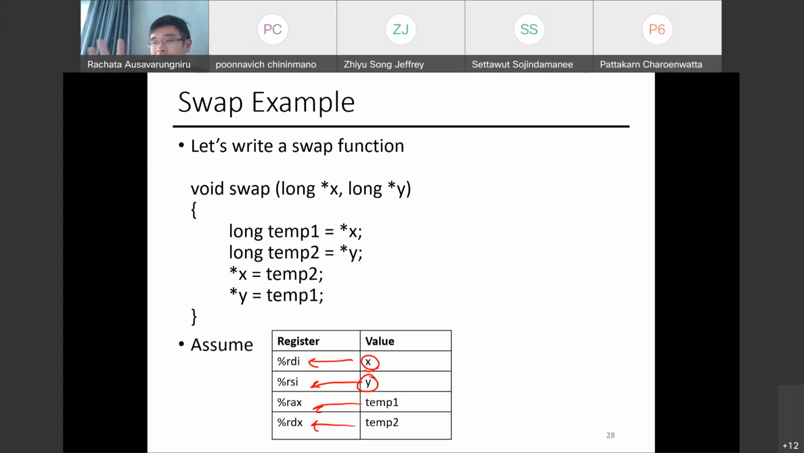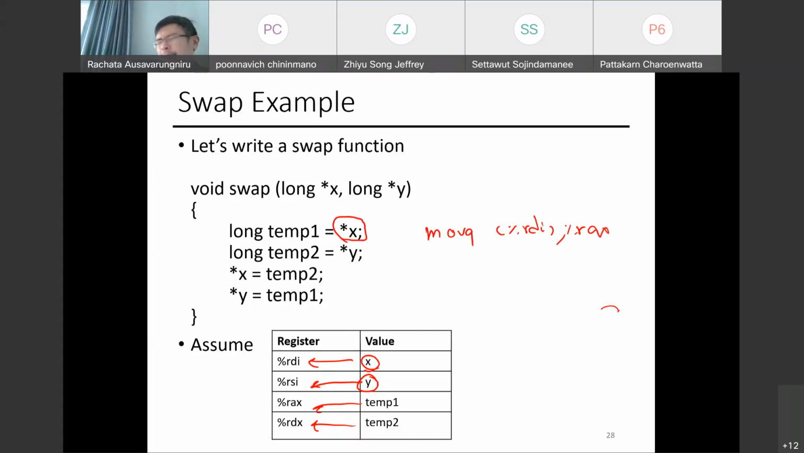I'll write the first line, you finish the rest. The first line is movq. I want to move the data at x. X is RDI, but I want the address, so I would do movq (%RDI). Where do I move it to? Temp1. I said temp1 is RAX, so I put this into %RAX. So that's the first line.